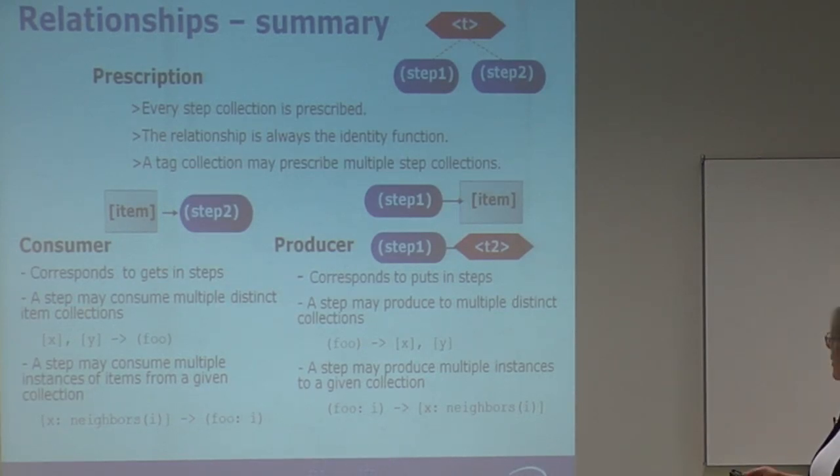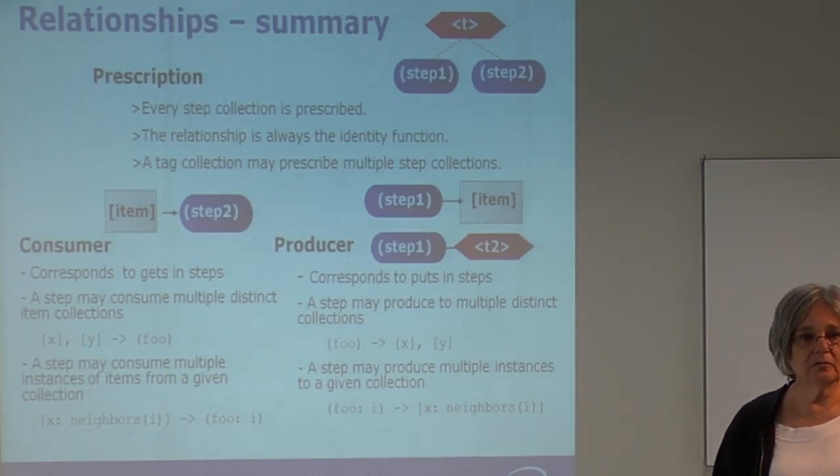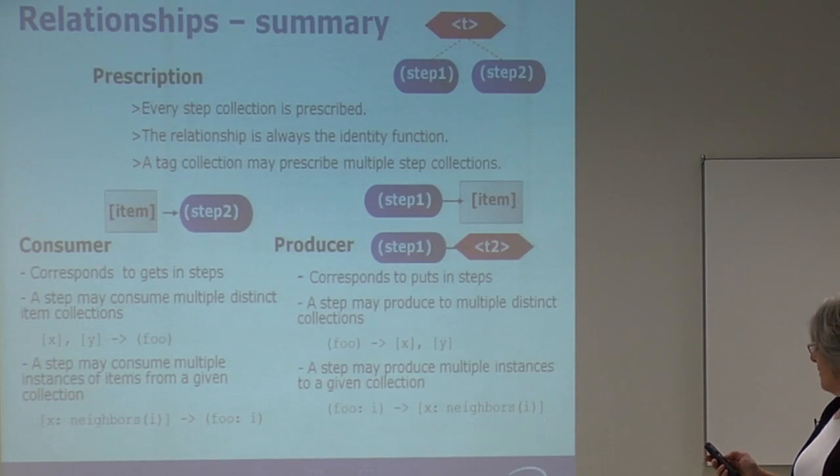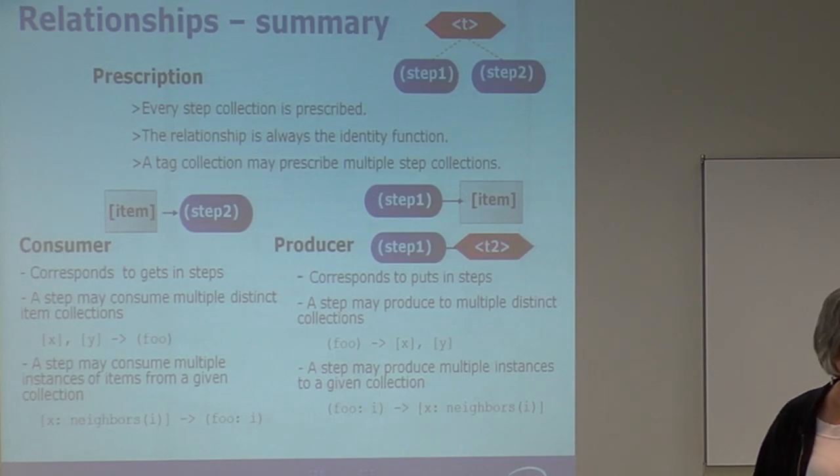So that's possible there. For the consumer relationship, it's possible for a step to consume from more than one item collection. So a step can do a get on X's and another get on Y's. And even within a collection, a step can do a get on a number of different elements. So you can do a nearest neighbor computation. You can get north, south, east, and west, whatever function you want to write here. Okay, and similar is true for the producer relationships. They can produce into more than one collection and put more than one item in a collection.